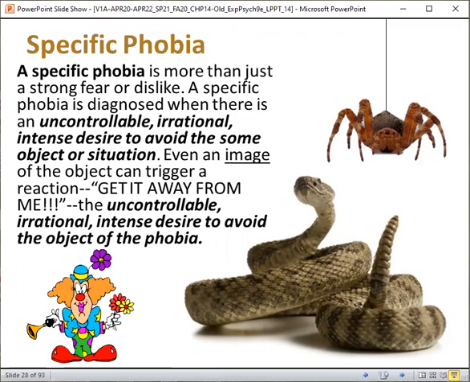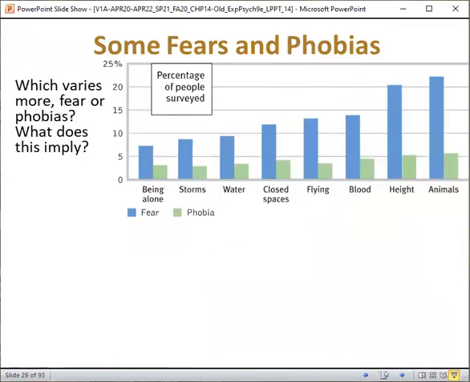But the idea is that we have all these fears, these phobias, and they can be totally irrational, but they do have a great deal of impact. You have claustrophobia, the fear of enclosed spaces, and arachnophobia, fear of spiders. So we see all these types of phobias, and they can be very present in someone's life. So which varies more, fears or phobias?